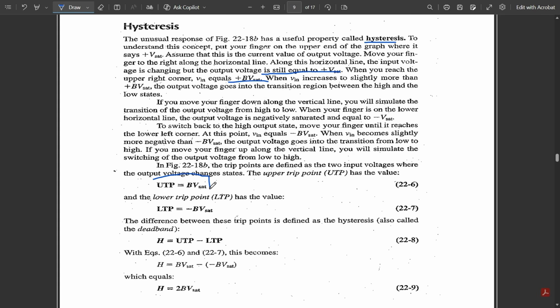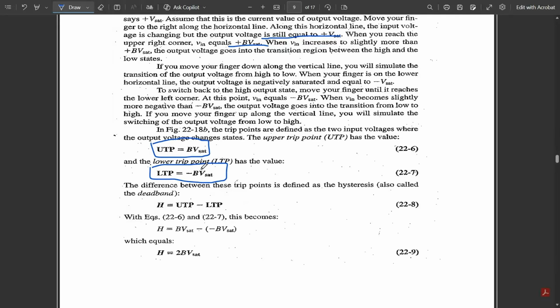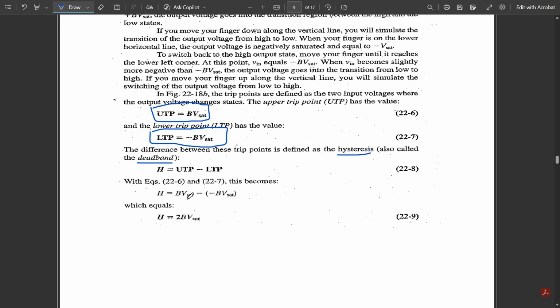This is called the upper trip point and lower trip point, and the difference between these two, UTP minus LTP, not the sum, gives you the hysteresis, and that hysteresis is also called the dead band. So H is equal to UTP minus LTP, that is plus beta V saturation minus of minus beta V saturation. Minus into minus is plus. So the total hysteresis we get is 2 times beta V saturation.